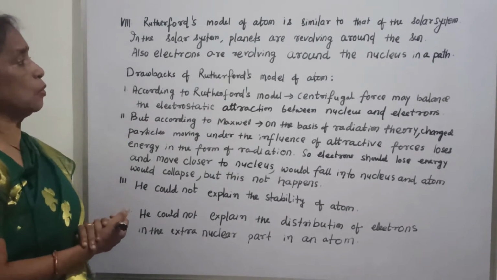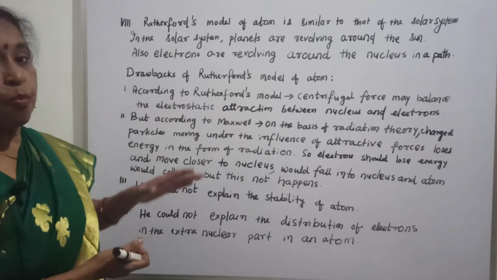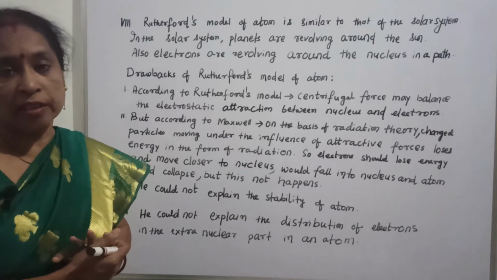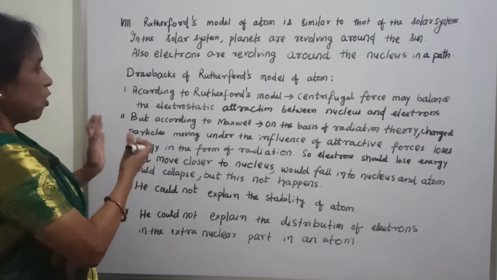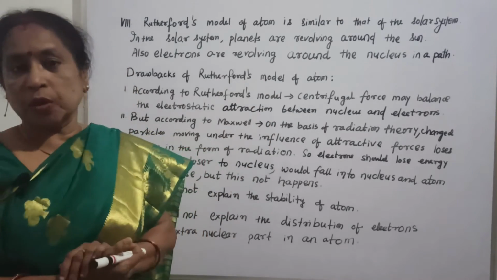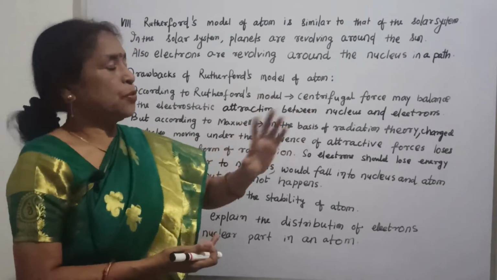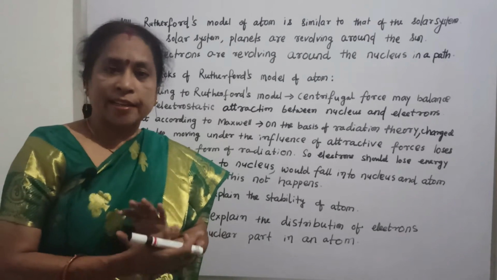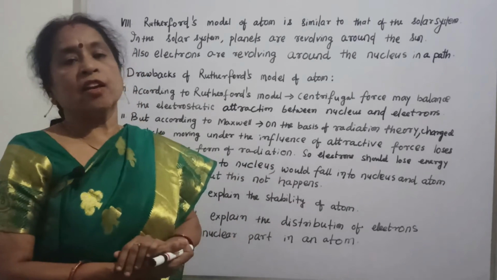Now, the drawbacks of Rutherford's model of atom. These are the points Rutherford said about his model, but what are the drawbacks? According to Rutherford's model, it is similar to our solar system, and there are two forces. One is centrifugal force, and another is electrostatic attraction that exists between nucleus and electrons.